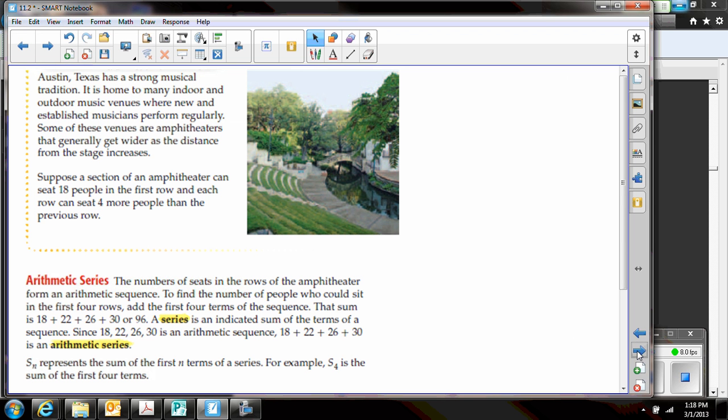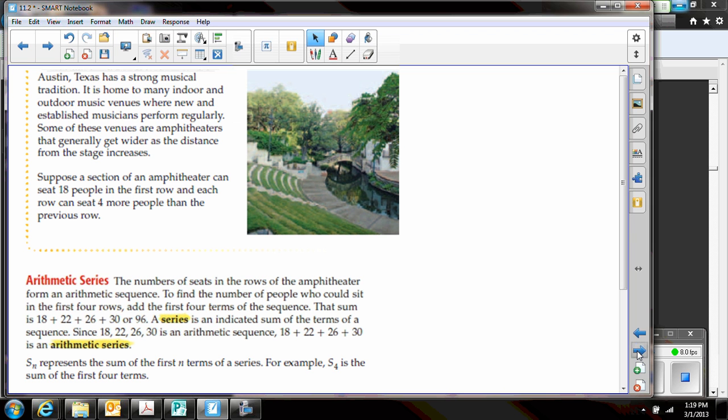So to start things off, let's talk about a real-world situation. Amphitheaters. This is an example of an amphitheater in Austin, Texas. Let's suppose we have an amphitheater that in the first row we can seat 18 people. Now, each row behind there is a little bit bigger than the one in the front because of the way the amphitheater is shaped. Let's say that 4 people more could sit behind row number 1. 4 people more than that could sit behind row number 2, so on and so forth.